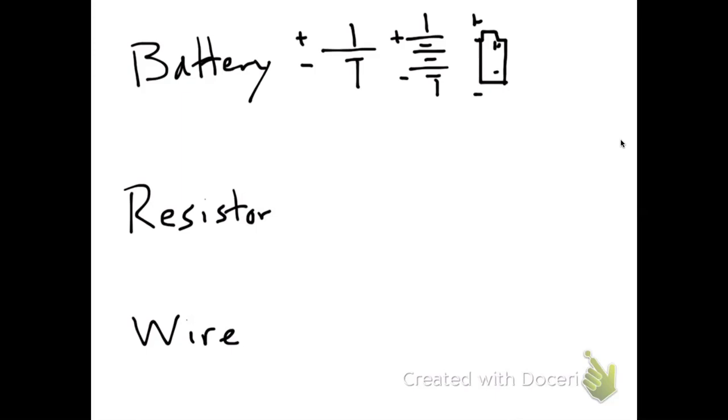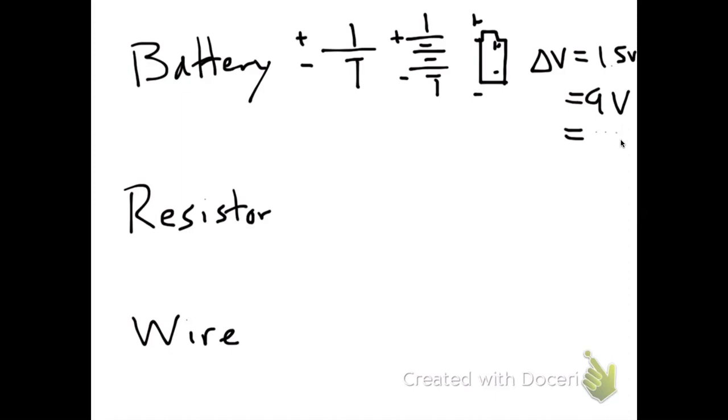And like we talked about in class, a battery's job is to provide a constant voltage, which is a constant delta V. And so maybe this battery is 1.5 volts, or maybe it's 9 volts, or maybe it's whatever it says on the battery. It's some source of constant voltage.